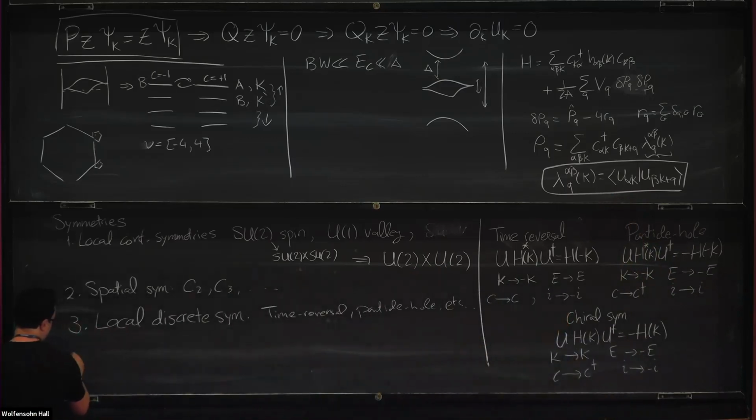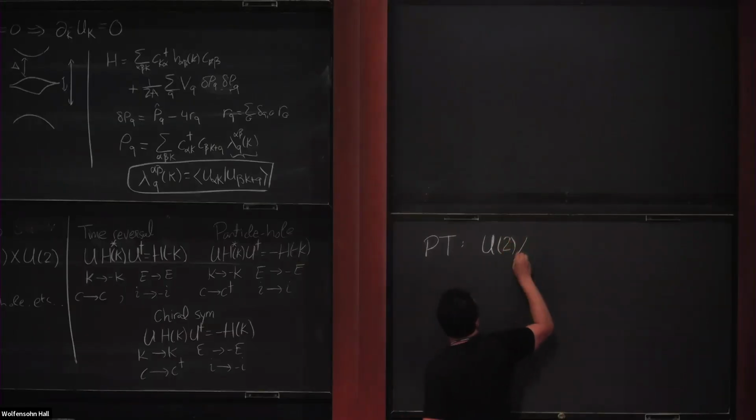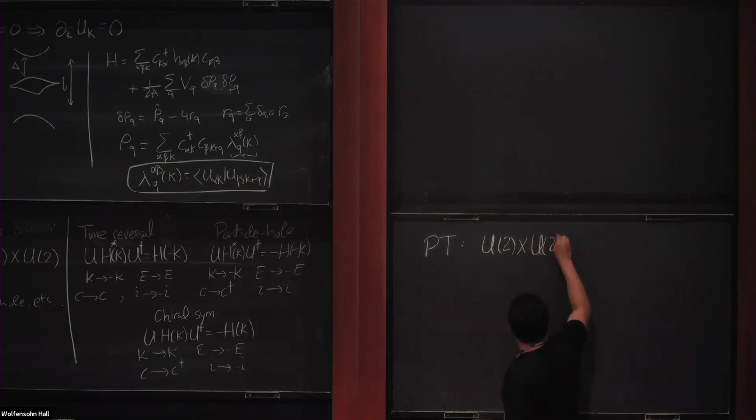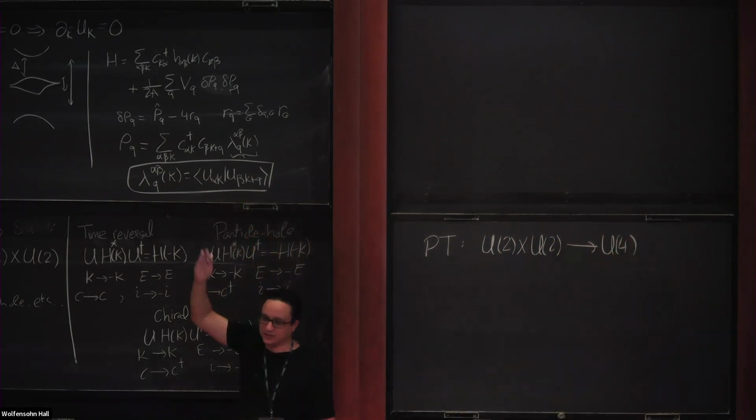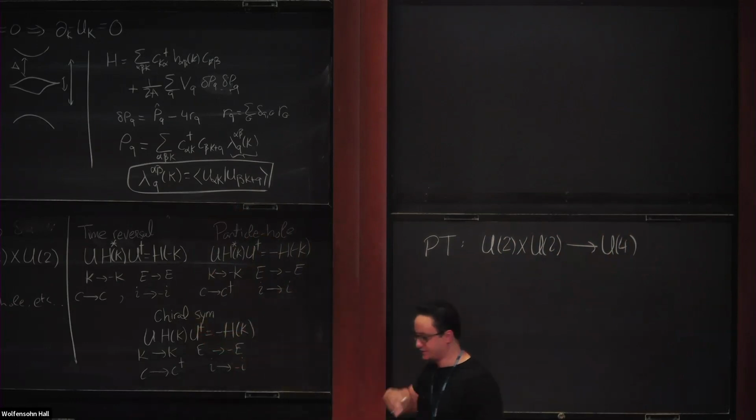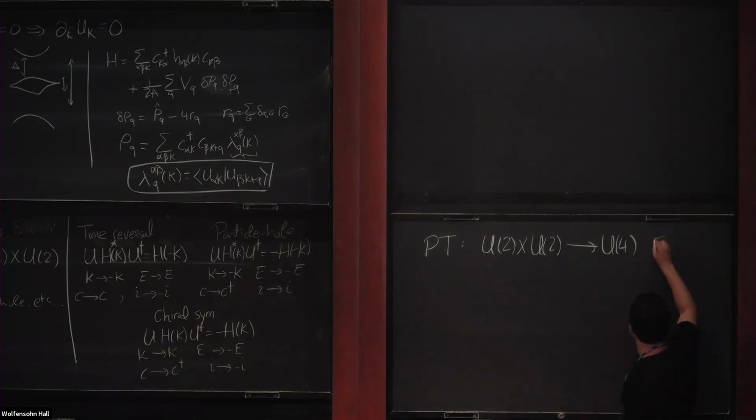So if I have the physical chiral symmetry, which is PT, actually, let me do this here. So if I have a PT symmetry, this will promote U2 times U2 to U4, but only for the interaction. The single particle term will make these states have finite energy, so it will break this symmetry. So this is only in the flat band limit.